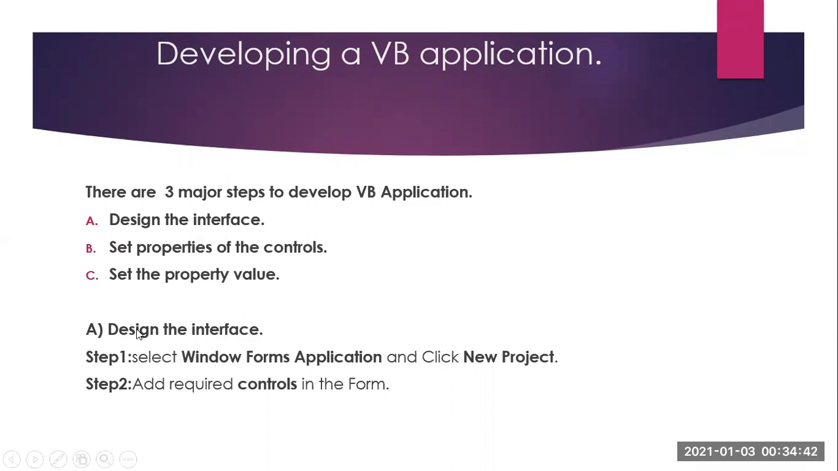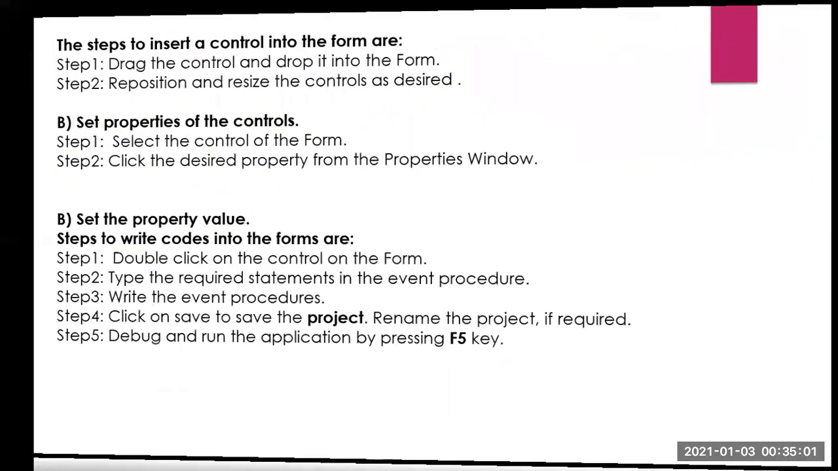What do you do in the first step? First you select the Windows application form, you open the Visual Basic project and you create a new project. You add the controls to your form. These are the two steps involved in designing your interface or project.